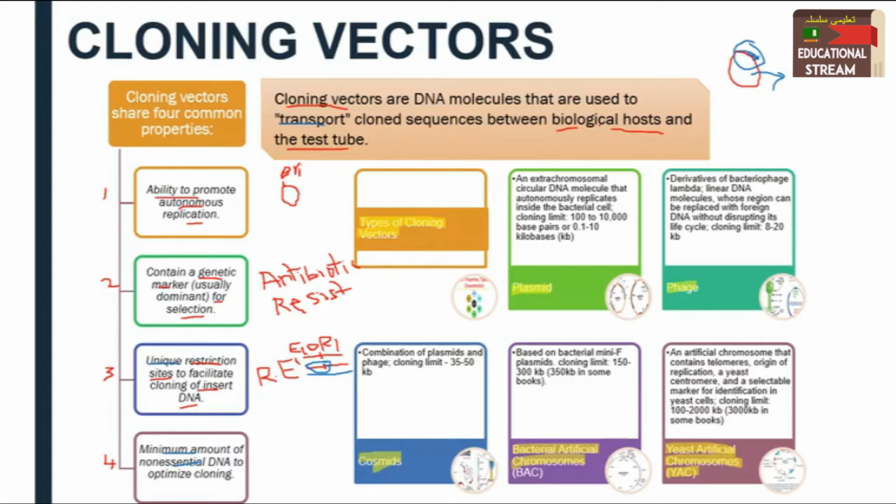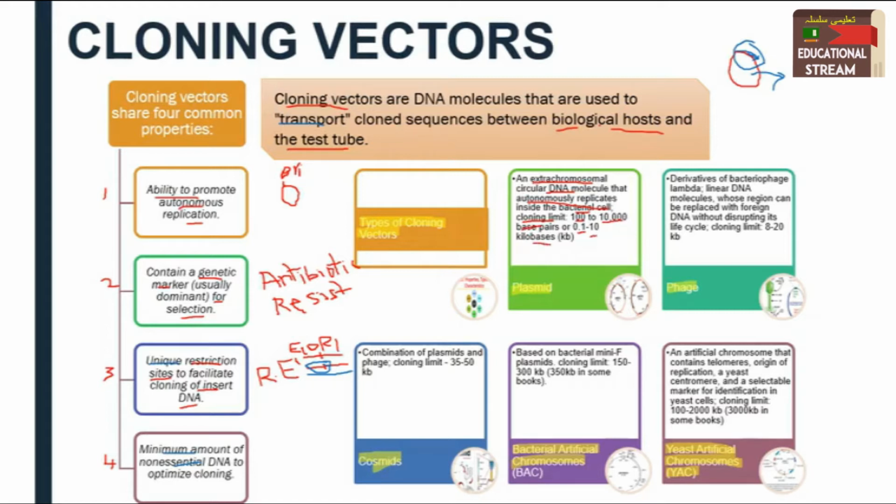We know that plasmids are extrachromosomal circular DNA molecules that can autonomously replicate inside the bacterial cell, and this is the property of the replication vector, that the plasmid should be able to autonomously replicate within the bacterial cell. And now it has a cloning limit. Cloning limit means the size of the DNA fragment that can be cloned into the vector. It has that limitation. For instance, it can carry 100 base pair to 10,000 base pair size, or 0.1 kb to 10 kb.